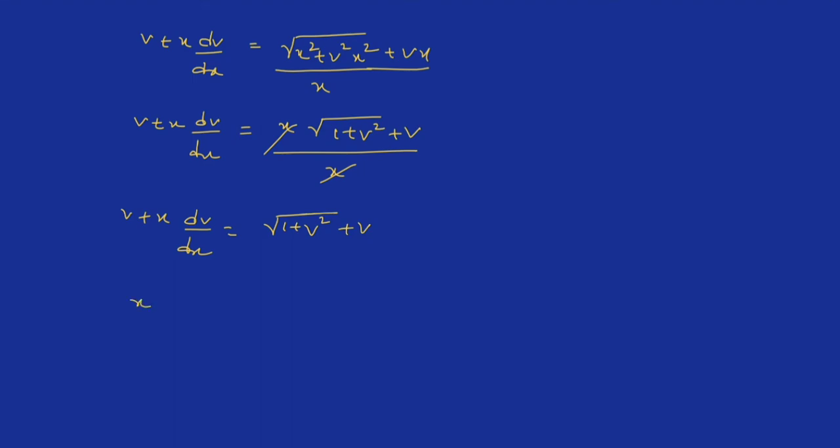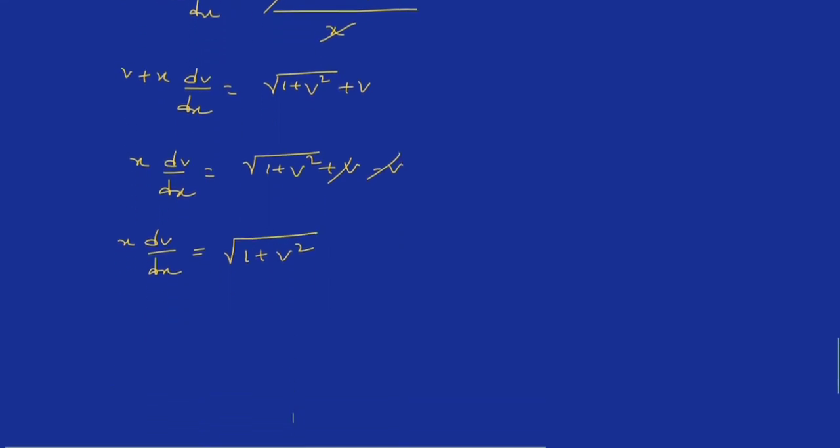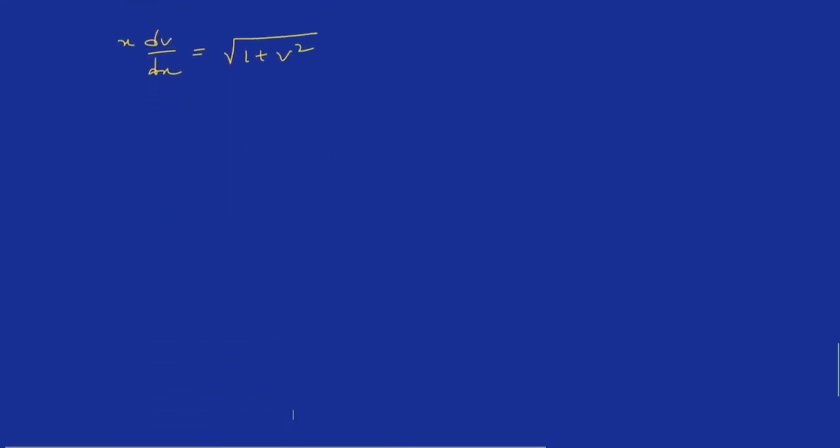Now take v to the RHS. x dv by dx becomes square root of 1 plus v square plus v minus v, so plus v minus v gets cancelled. Finally what we get is square root of 1 plus v square. So now the variables are separable, which is nothing but dv upon the root of 1 plus v square equals dx upon x.